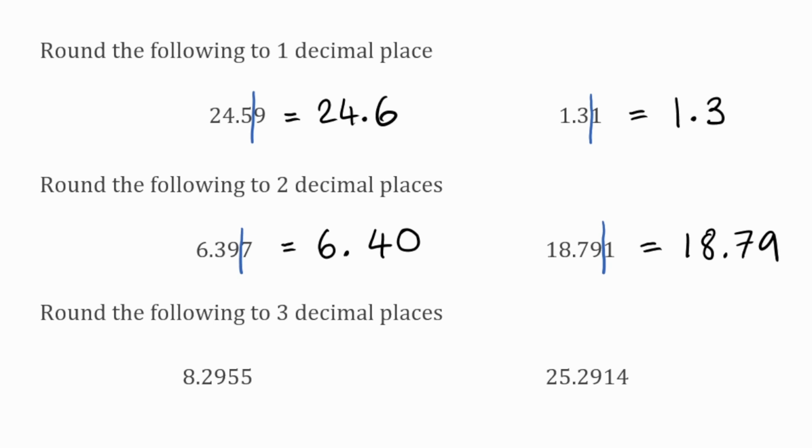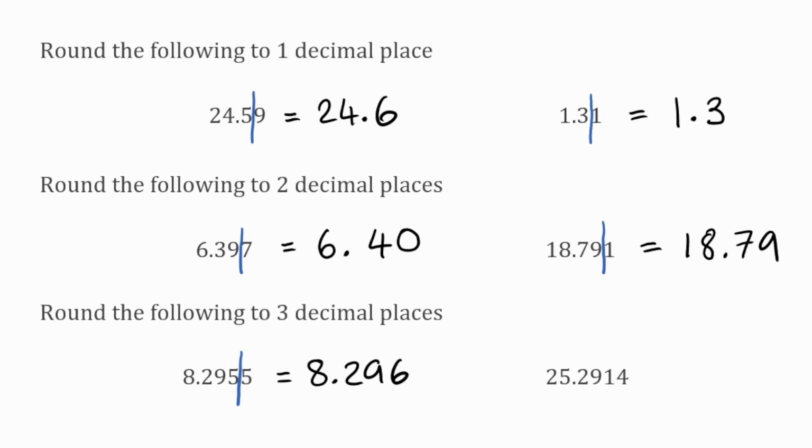And for these last couple of questions, we're going to be rounding to 3 decimal places. So first of all, we've got 8.2955. So again, we've got a 2 in the first decimal place, a 9 in the second decimal place. That first 5 is in the third decimal place, so I'm going to put my line between the third decimal place and the next digit, which is a 5. We then look at that 5 on the right-hand side of the line, and because it's a 5, that means we're going to round up the previous digit. So the 5 on the left-hand side of that line is going to become a 6. So for this question, we'd have that 8.2955 would actually round up to 8.296.